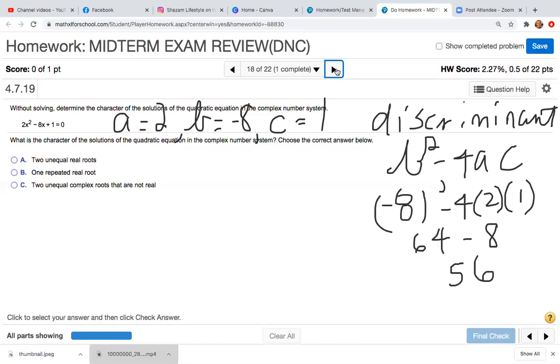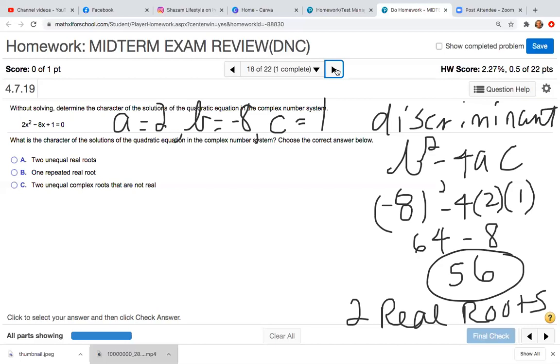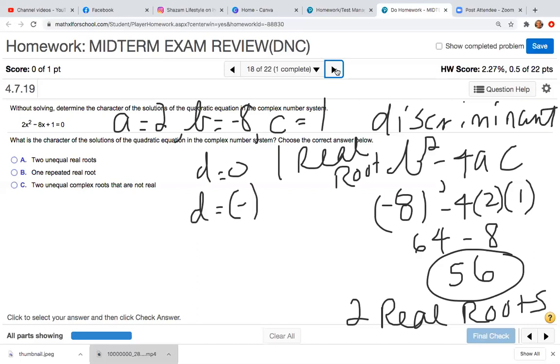So you're ending up with a positive value. When you end up with a positive discriminant, that's going to lead to 2 real roots. If you were to end up with 0 as the discriminant, that would lead to 1 real root. However, guys, if you end up with a negative, that's going to lead to 2 complex or imaginary roots, or sometimes you'll hear them referred to as not real. The roots are not real.